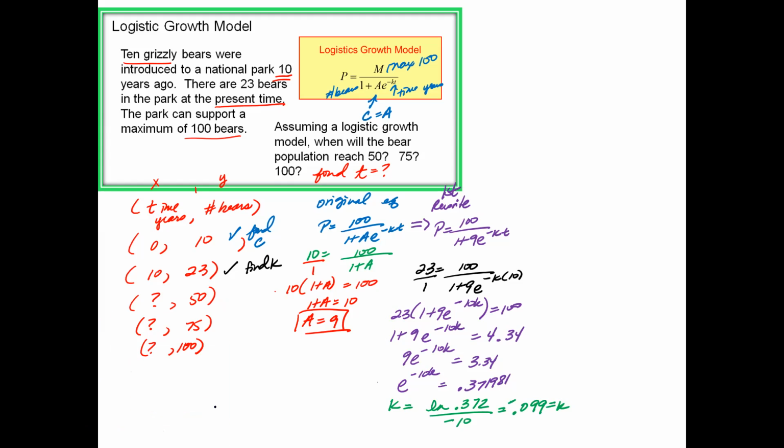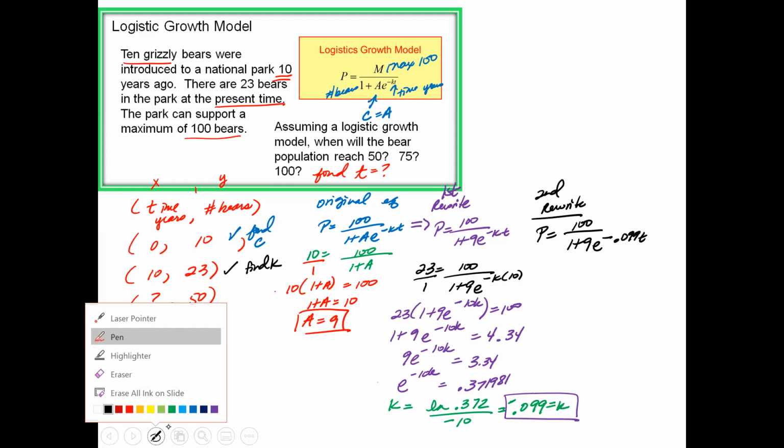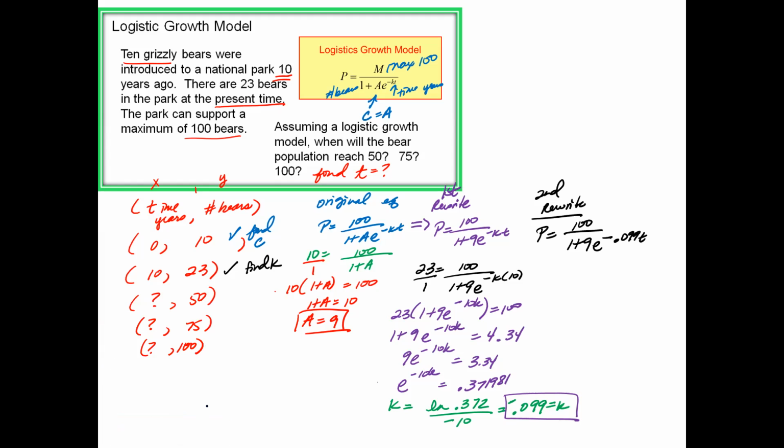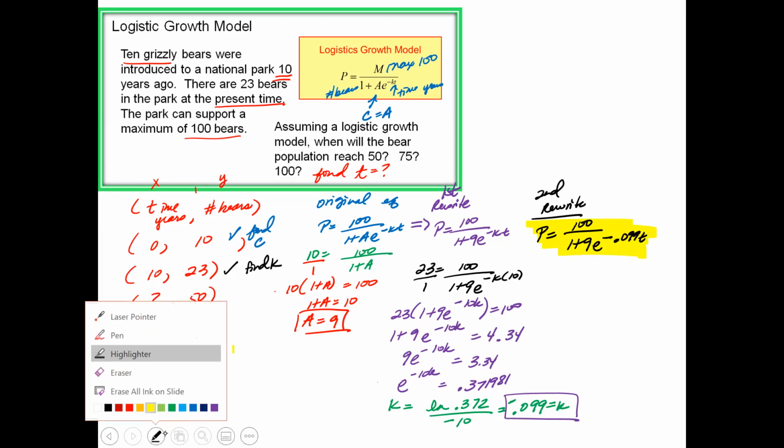All right, so then with that new information, I'm going to rewrite my k one more time. So this will be my second rewrite. So I'll have P is equal to 100 over 1 plus 9e to the negative 0.099t. Okay, this officially is your equation. And with this equation, you can plug in any value for t, and you will get the value for how many bears you have.